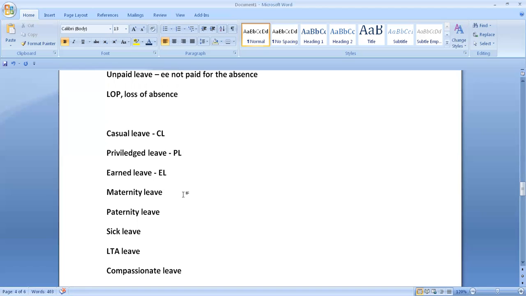Okay, paternity leave is usually given up to a maximum of 5 working days as per the act. It is applicable for male employees, of course. Sick leave, sick leave.